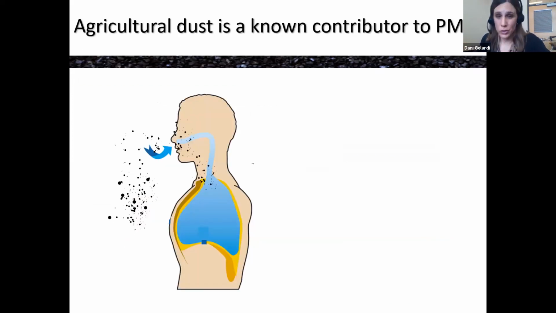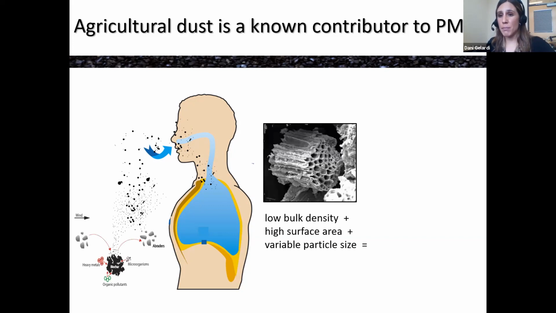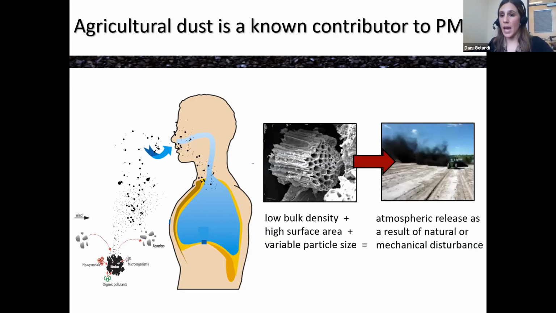So we know that agricultural dust is already a known contributor to PM10. PM10 is particulate matter less than 10 micrometers. That's the inhalable fraction of dust, which can lead to chronic pulmonary, cardiac, and respiratory issues. So if we're adding biochar to our soils, it's very possible that that biochar itself can become part of that inhalable fraction. Some of the same properties that make biochar great for water retention or nutrient retention also make it susceptible to atmospheric release, either during tillage or during wind.